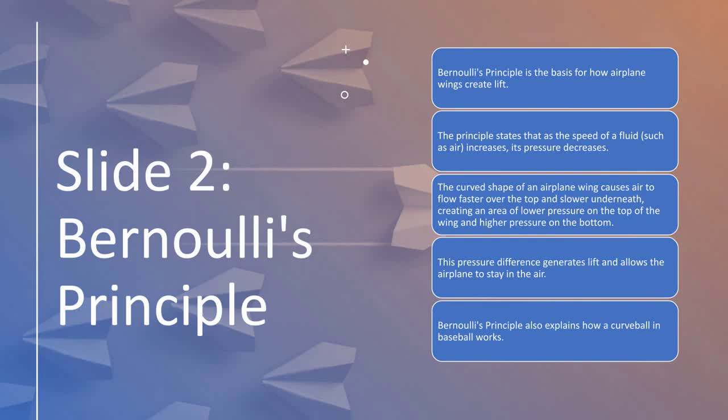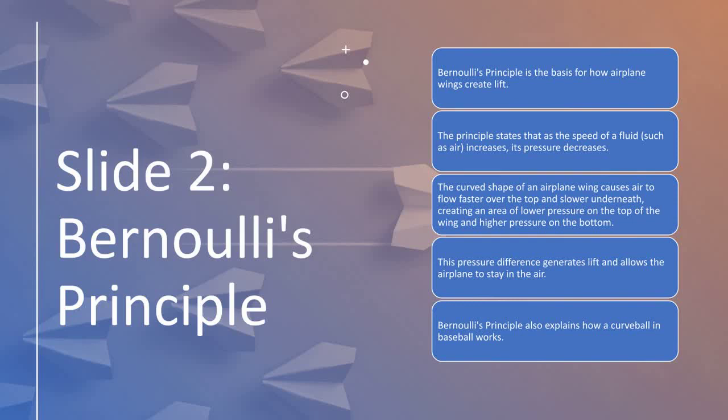Interestingly, Bernoulli's principle also explains how a curveball in baseball works. When a pitcher throws a curveball, the ball is spinning, which causes the air flowing over one side of the ball to move faster than the air flowing over the other side. This creates a pressure difference that causes the ball to curve in flight.